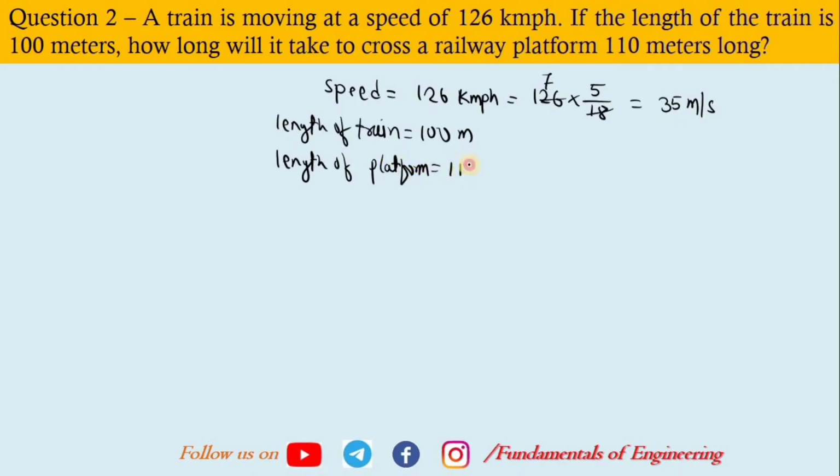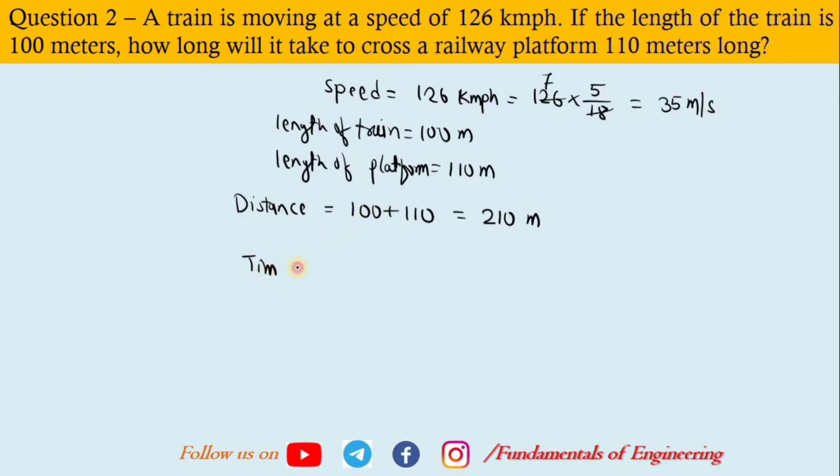is given as 110 meters. Now the distance traveled by the train when it crosses a platform is nothing but the length of the train, which is 100 meters, plus the length of the platform, 110 meters. So we got the total distance traveled by the train, that is 210 meters. Now we need to calculate how long it will take to cross a platform 110 meters long.